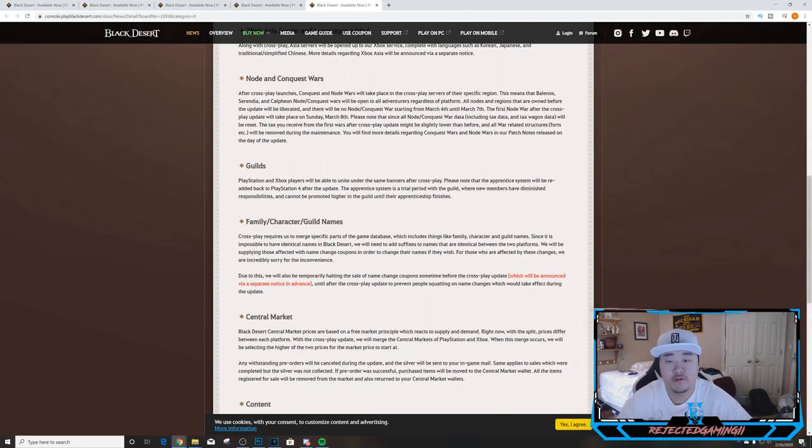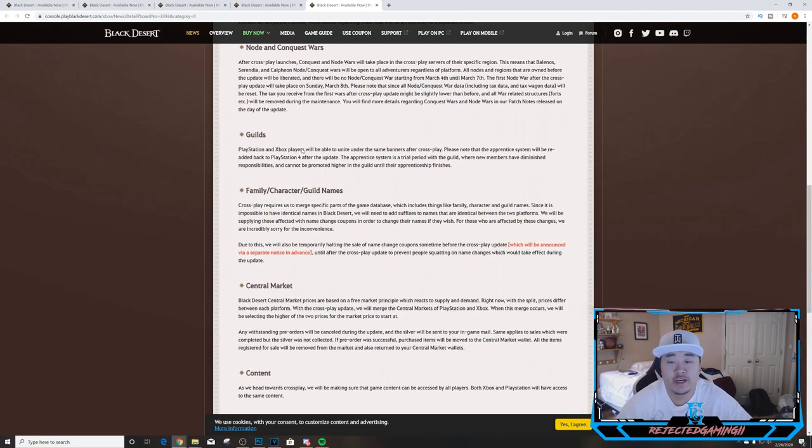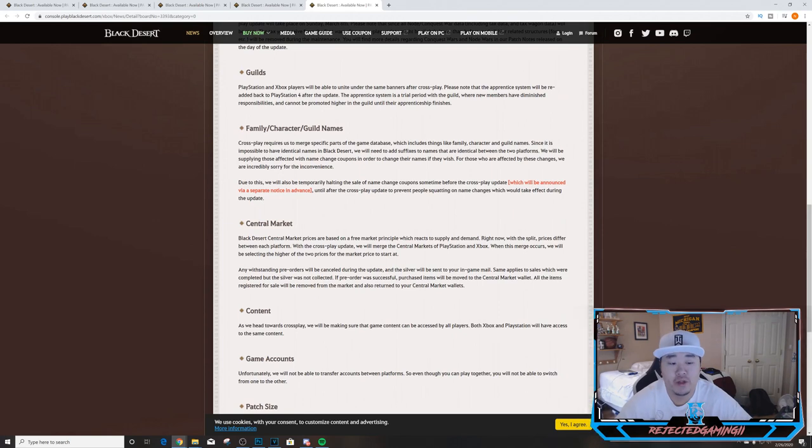The first Node War after the crossplay update will take place on Sunday, like I said. Please note that since all Node and Conquest War data, including Tax Day and Tax Wagon, will be reset, the tax received from the first wars after the crossplay update might be slightly lower than before, and all war-related structures, forts, etc. will be removed during the maintenance. You will find more details regarding Conquest Wars and Node Wars in our patch notes released on the day of the update. Guilds, PlayStation, Xbox players will be able to unite under the same banner after crossplay.